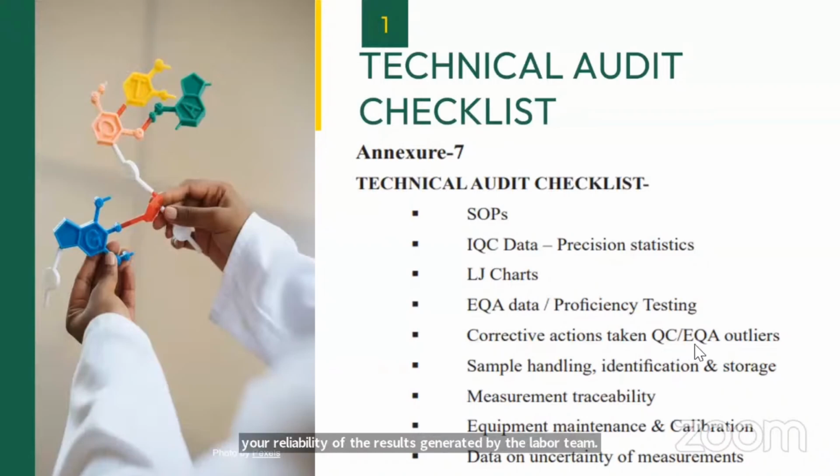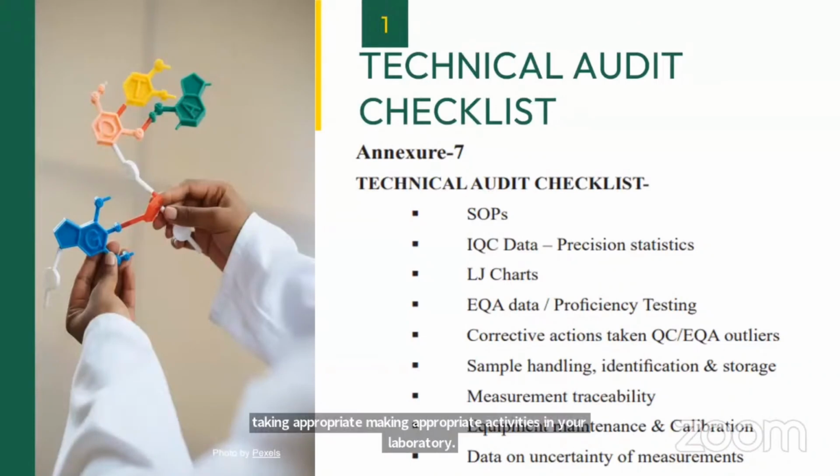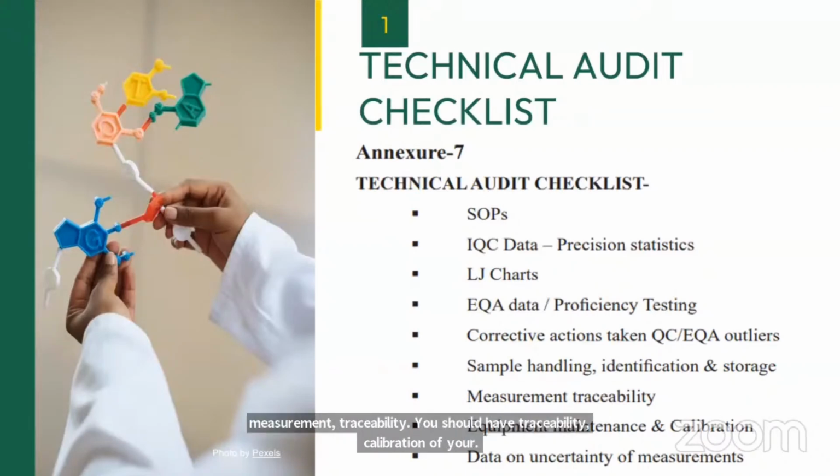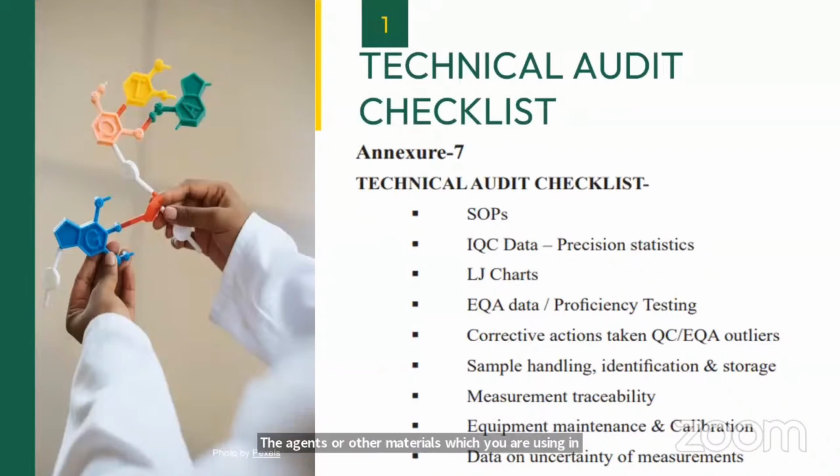Corrective actions which are taken in case of QC or EQA outliers, sample handling, identification, and storage. These areas also should be audited. Now, sample handling, identification, and storage can be audited by observations, by interviewing questions, or making appropriate activities in your laboratory. These areas can be sufficiently audited. Then measurement traceability, you should have calibration traceabilities of your reagents or other materials which you are using in your laboratory. Those should have appropriate traceabilities.